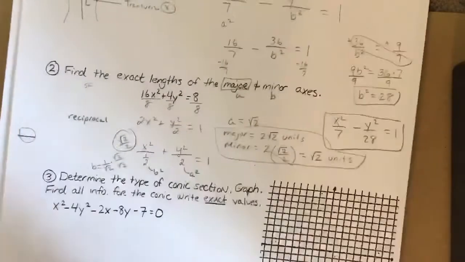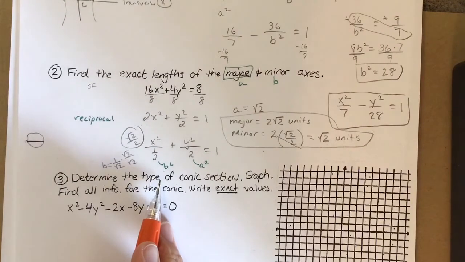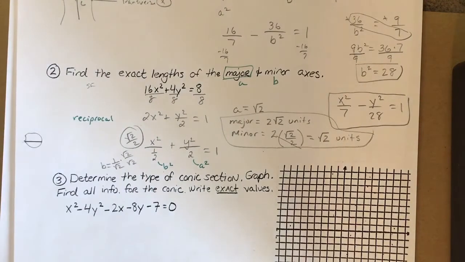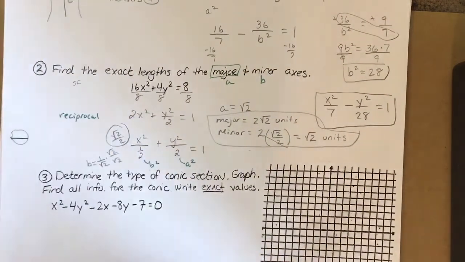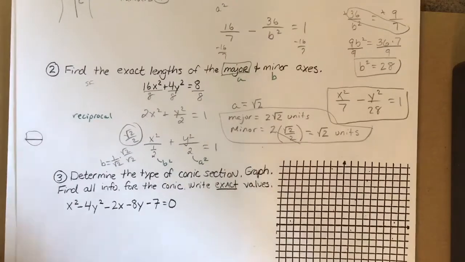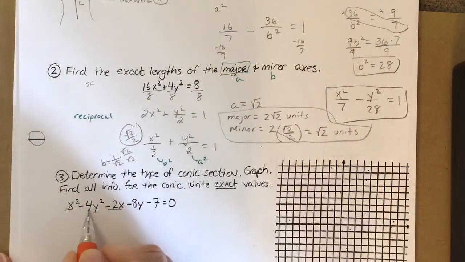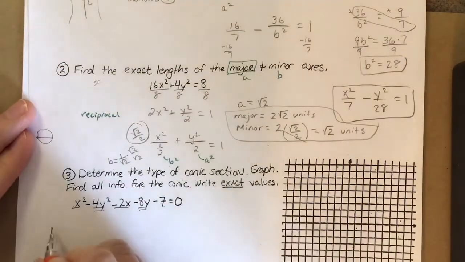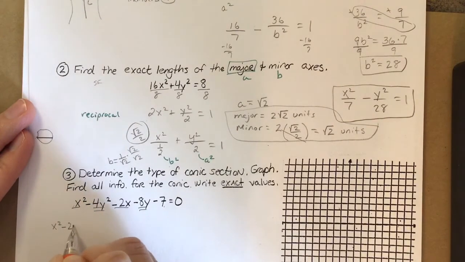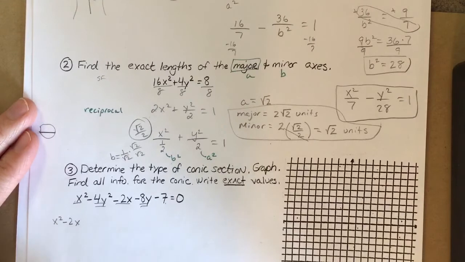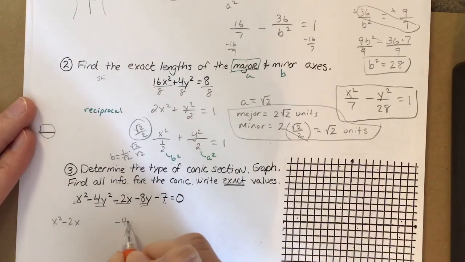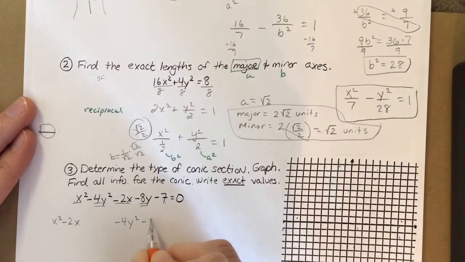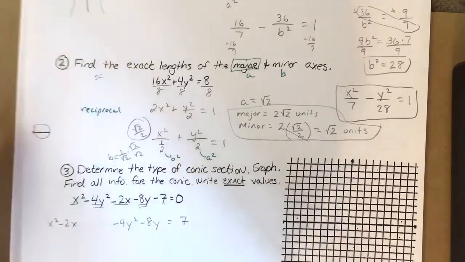Next one, last one. All right, where are we at here? Determine the type of conic. You've got 4 options, right? The type of conic. Graph, find all the appropriate info. Write exact values. Okay, let's see. I've got x squared, x's. I have y squared, y's. Constant. So I'm going to put my x squared together with my x's. Leave a spot. And y squareds and y's. And of course, add the sum.